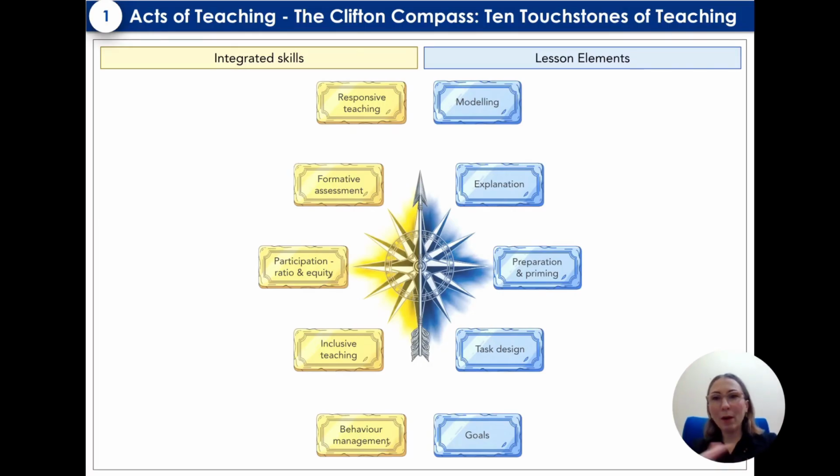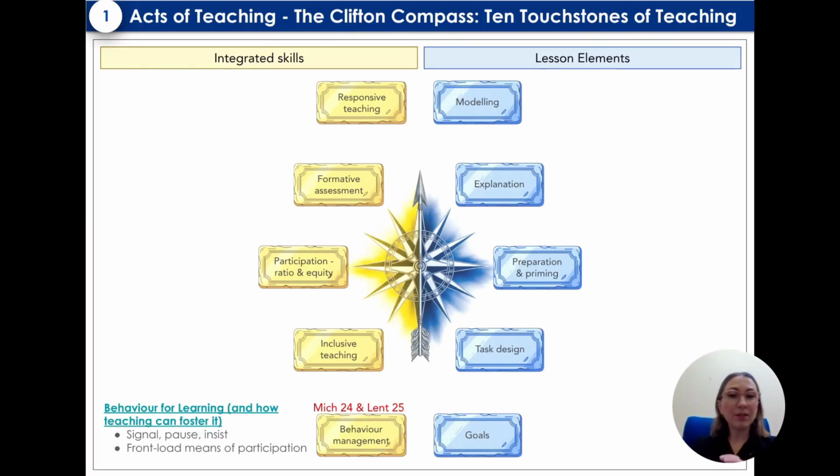So where have we been so far? Last academic year, we started at the bottom with the most foundational touchstone, which is behaviour management, which is part of those social, structural and cultural conditions. And we looked at some concrete strategies, and the two that we focused on the most were signal, pause, insist for when a teacher wants to get the attention of the whole class, and front-loading the means of participation. These two are probably the most important behavioural strategies in order to successfully create those conditions. They're where you begin.